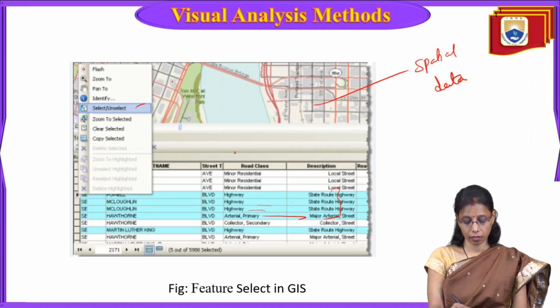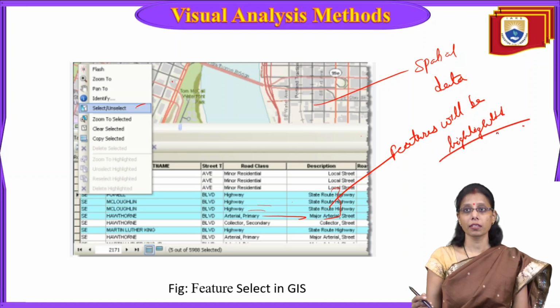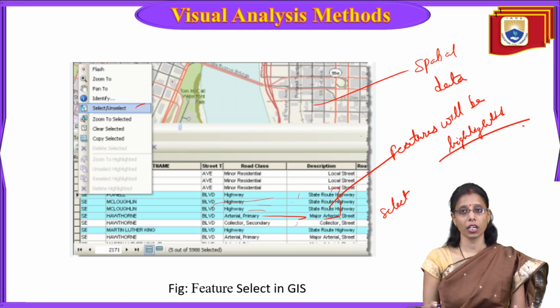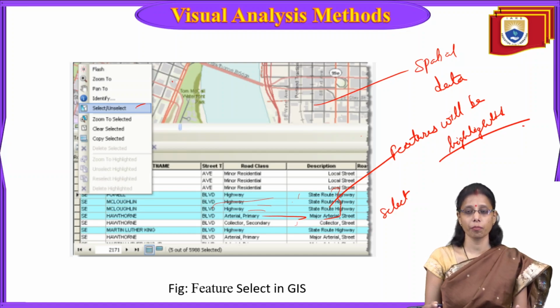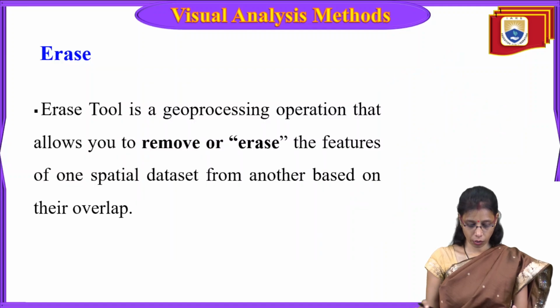So once you select, automatically the features will be highlighted. Okay, features will be highlighted. So once the features are highlighted, what happens? You can just remove these portions, or you can just select these features. And as per our wish, if you want to delete or erase or merge, based on that we can perform the analysis.